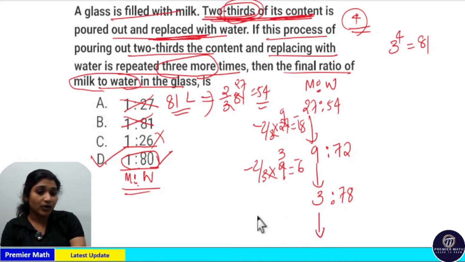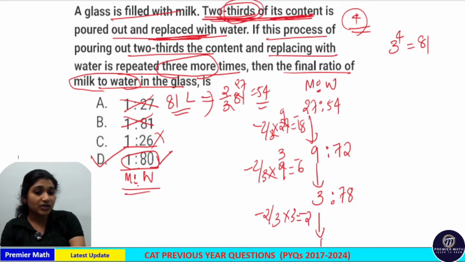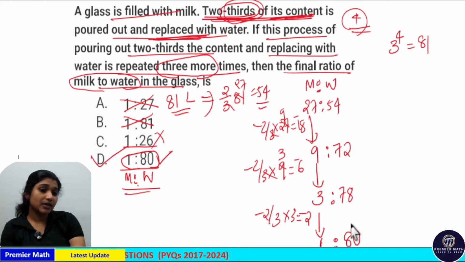Again you are taking out two-thirds of the mixture means you are taking out two-thirds of milk and two-thirds of water. So two-thirds of milk is equal to 2 liter. So 3 minus 2 is equal to 1 liter. After the fourth replacement, milk quantity is 1 liter means water quantity should be 80 liter. 1 plus 80 is 81 liter. So initially 81 liter, after the fourth replacement, it should be 81 liter as well. So in this way you can calculate. So 1 is to 80 is the milk to water part.